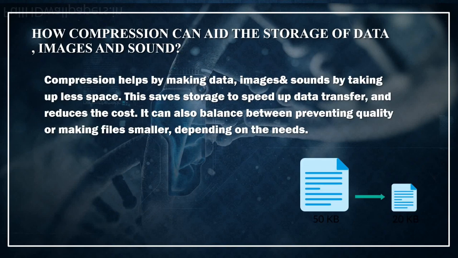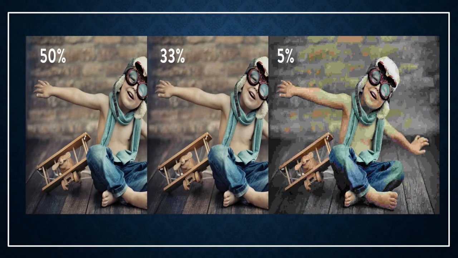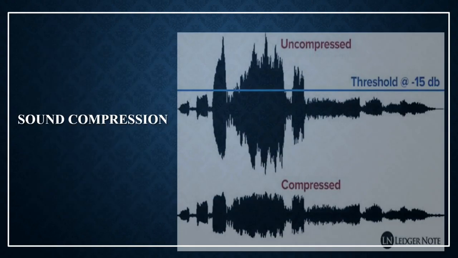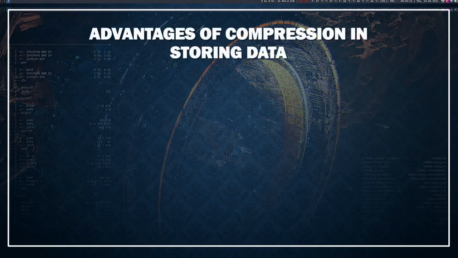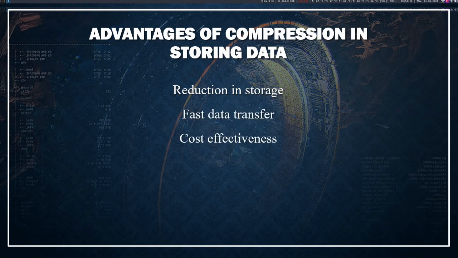How compression can aid the storage of data, images, and sound. Compression helps by making data, images, and sound take up less space. This saves storage, speeds up data transfer, and reduces cost. It can also balance between preserving quality and making files smaller depending on the needs. Sound compression is an example of it. Advantages of compression in storing data: reduced storage, fast data transfer, cost effectiveness, preservation of quality, network bandwidth.